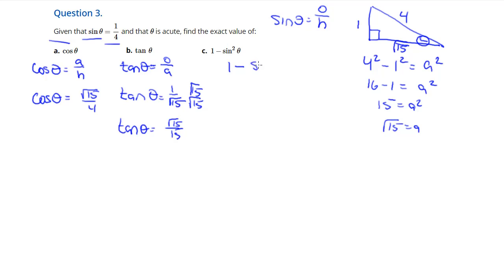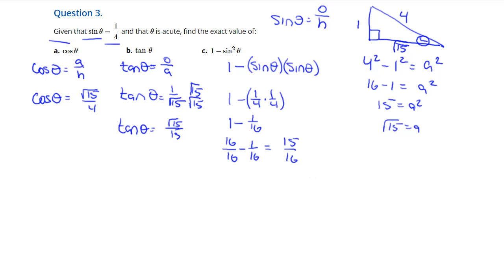And then 1 minus sine squared, well, that's going to be sine times sine, and we can tell that sine is going to be 1 over 4. So 1 minus 1/4 times 1/4, that's going to be 1 minus 1/16. And then if I make the 1 into 16 over 16, that's going to give me 15 over 16. And then we're good.